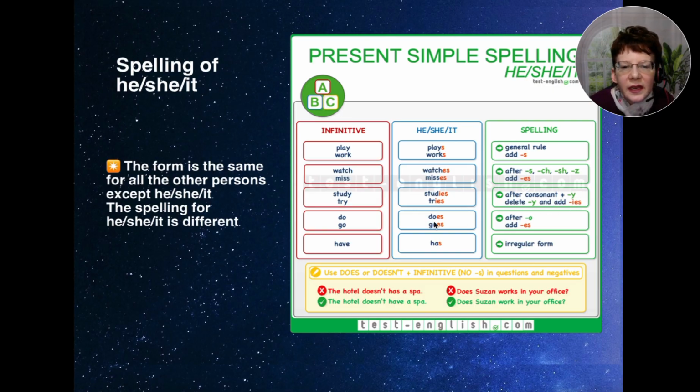And then we have do and go. So you can say he, she, or it does or goes. So after an O, we add an ES, right? And then have last of all. So this is not a regular verb. So we would say he, she, or it has. So, all right, let's go to the next one.